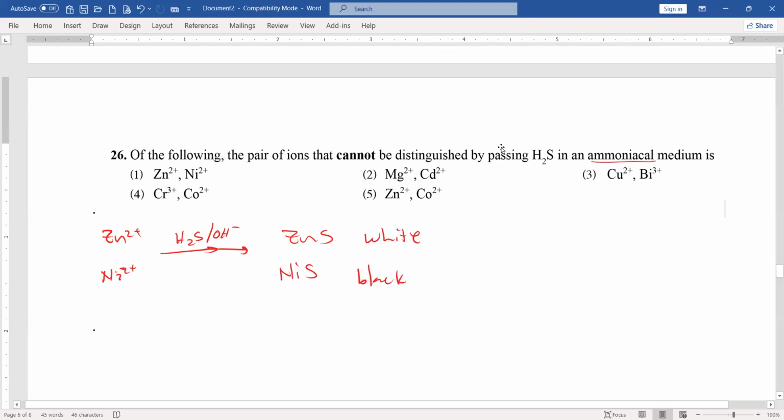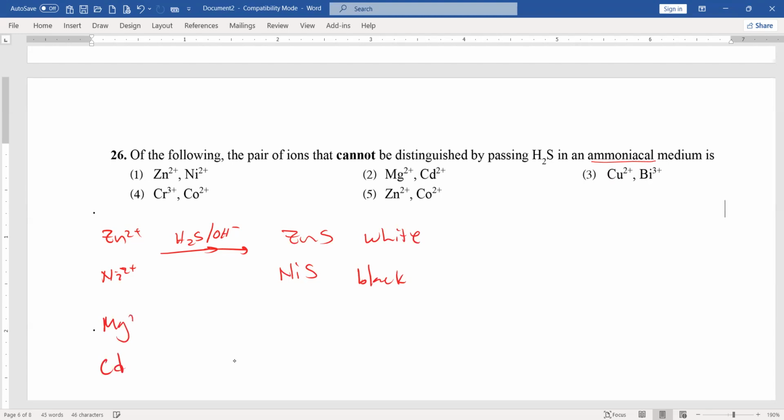If they are in two different containers, then you can distinguish them. If it is in a mixture, then you will not observe that white because of this black. So if it is in the mixture, you can't say that it is available in that mixture because you don't get different colors. But if they are in two different containers, then you can. Then say next one, magnesium and cadmium.